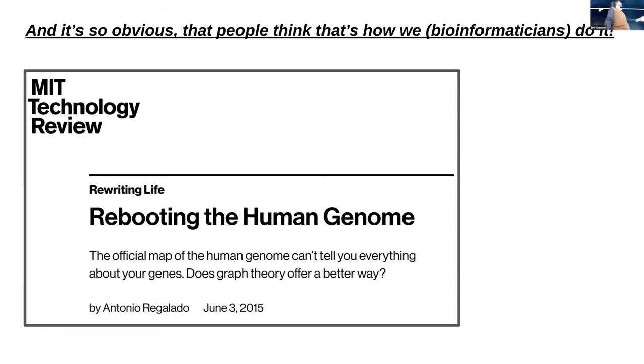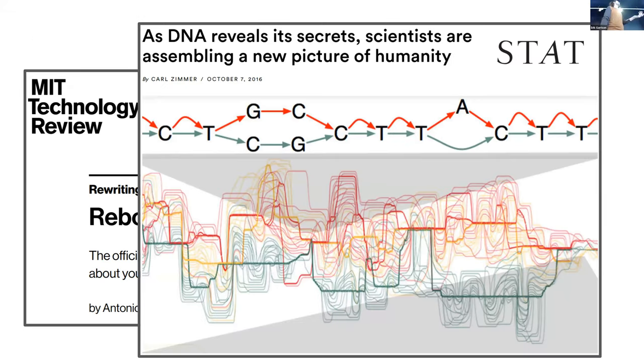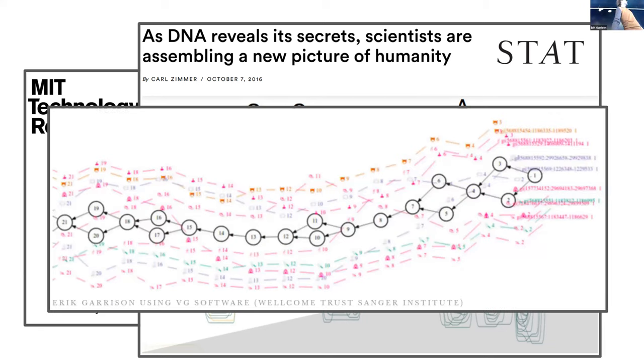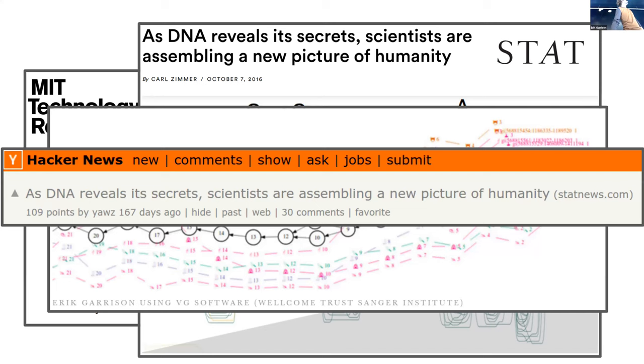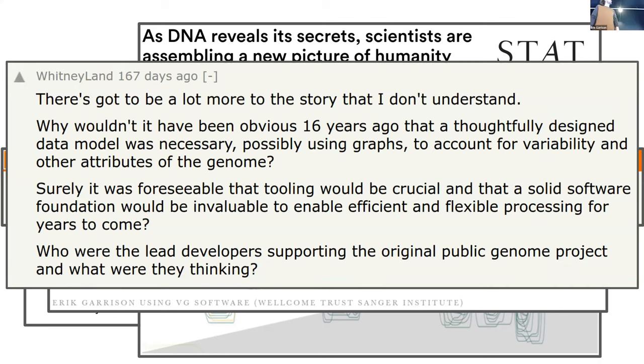There are several popular science pieces about this. They talk about using these graphs, which all of us in the community began to agree were the right way to go. And this is another visualization of them. It was discussed in public on Hacker News, I think elsewhere, but I love this quote from Woodman. I don't know who they are either, but they said, basically, isn't this clear? When you made that first human genome, didn't you know this was going to be a problem? And why did you build a whole field around something you knew was broken?